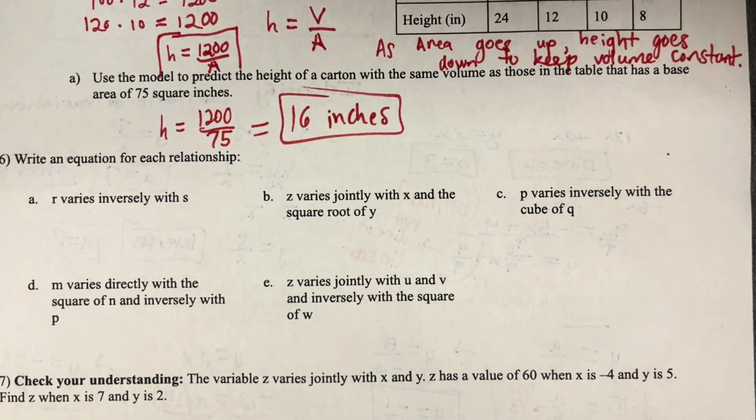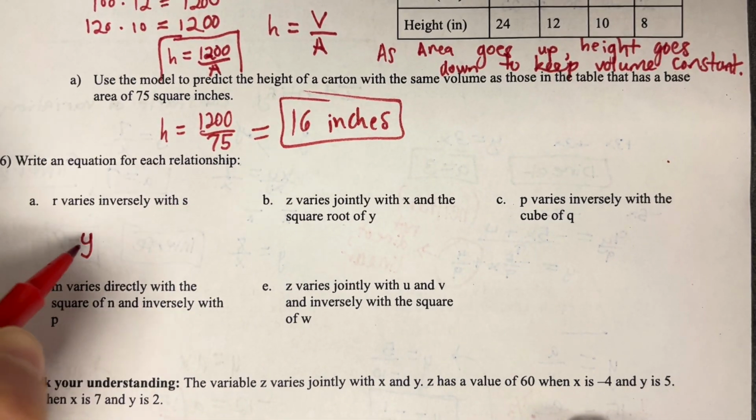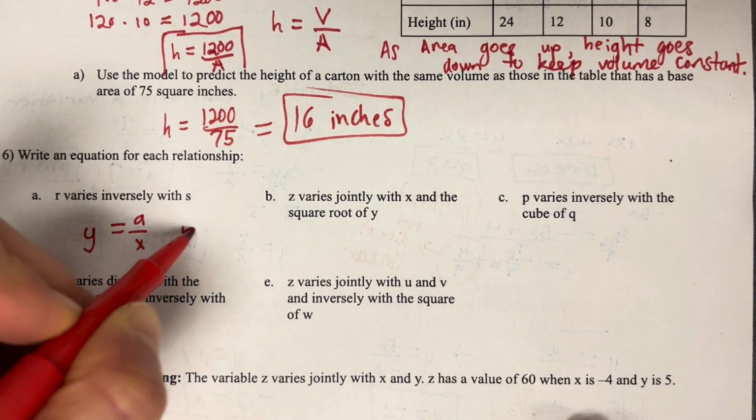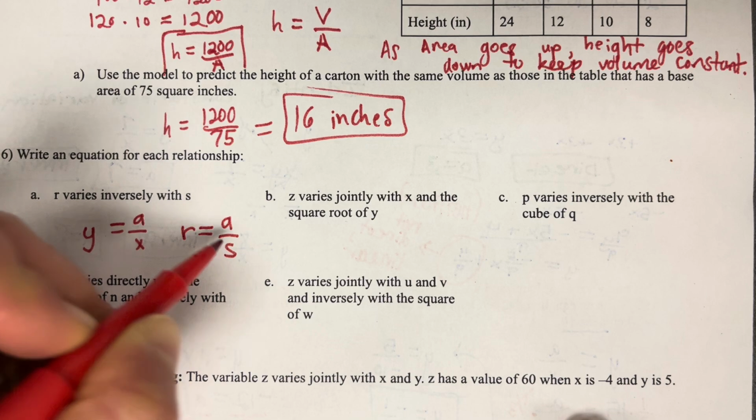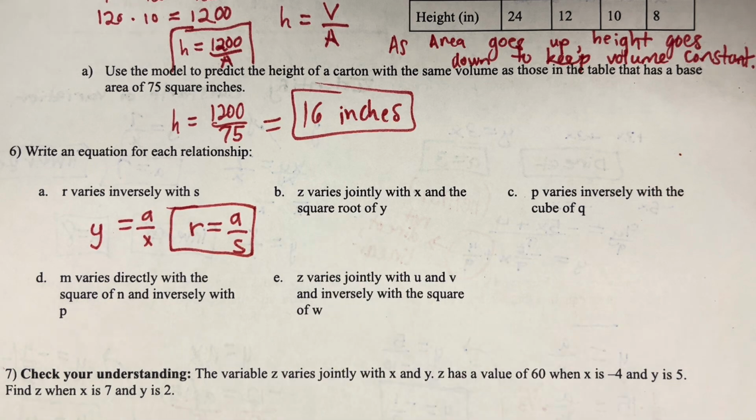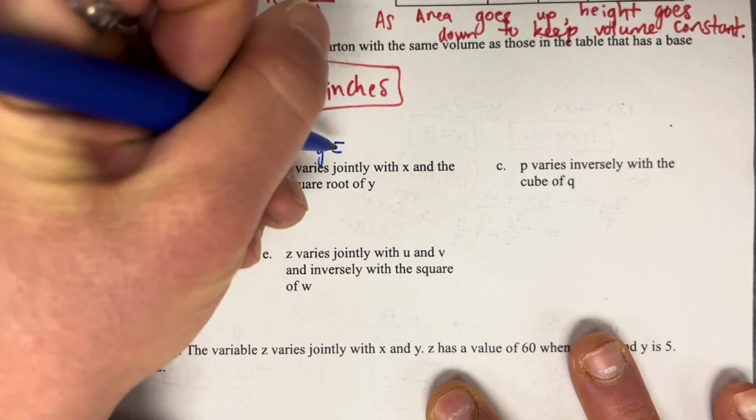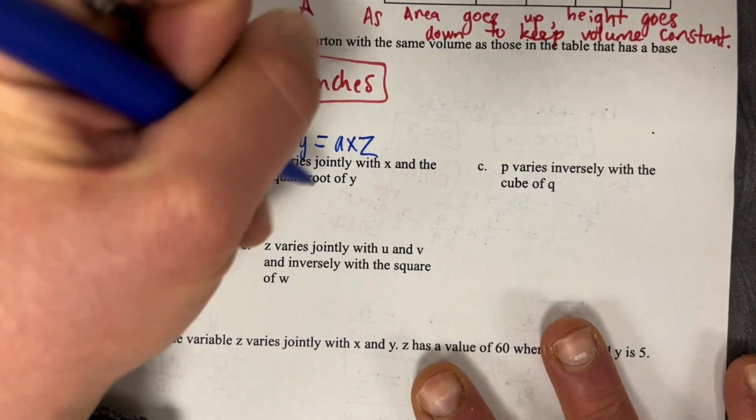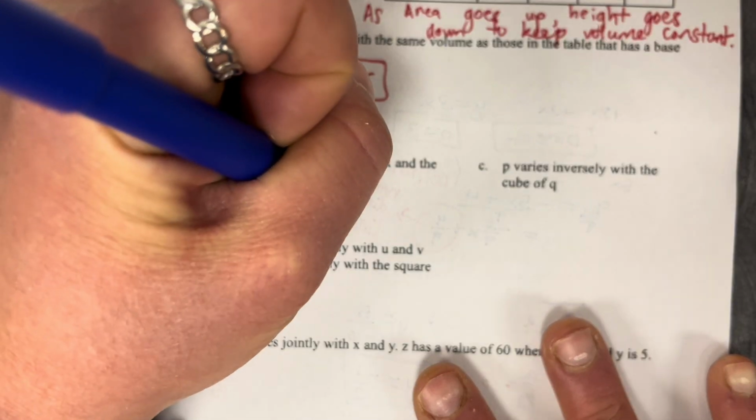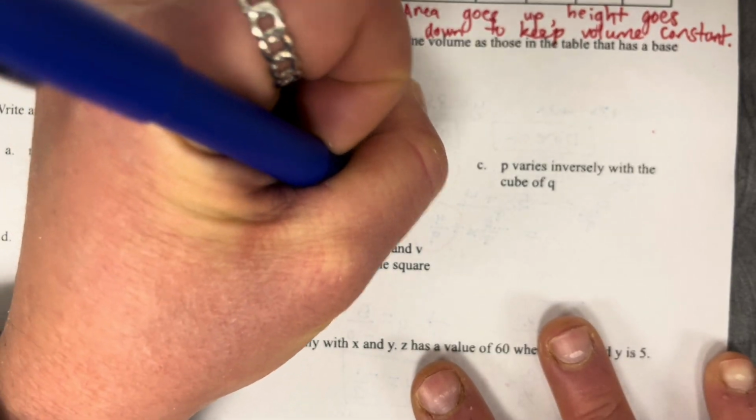Next, we're going to practice writing some equations just based on the wording. So again, inversely is going to be the one where we have division, y equals a over x. In this case, it's r varies inversely with s, so it's r equals a over s. This next one is jointly, the one we haven't seen yet, but it's just like direct. Y equals axz, but it has two variables. So in this case, we're doing z varies jointly with x and the square root of y. So you put the constant out front, a, and then x, and the square root of y.